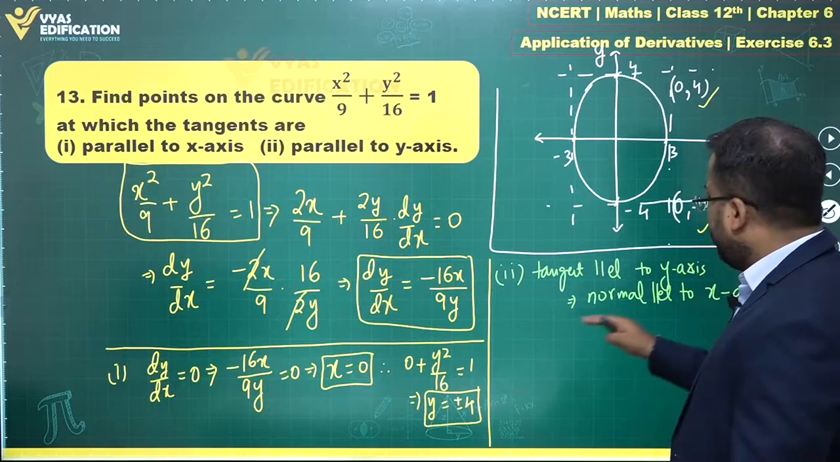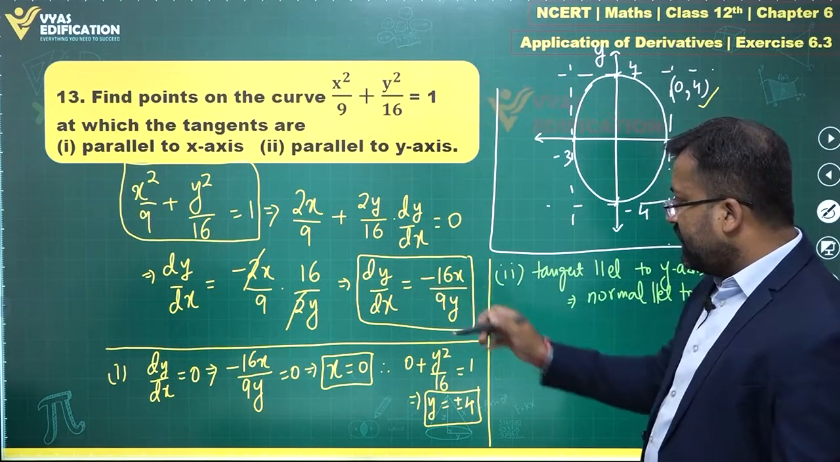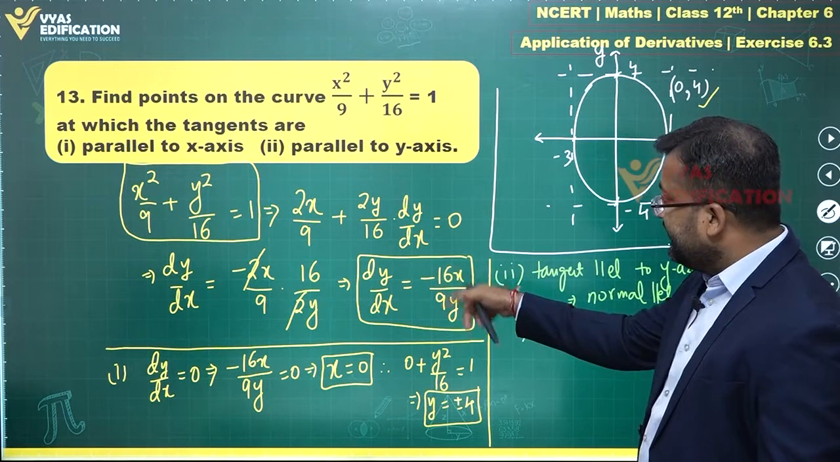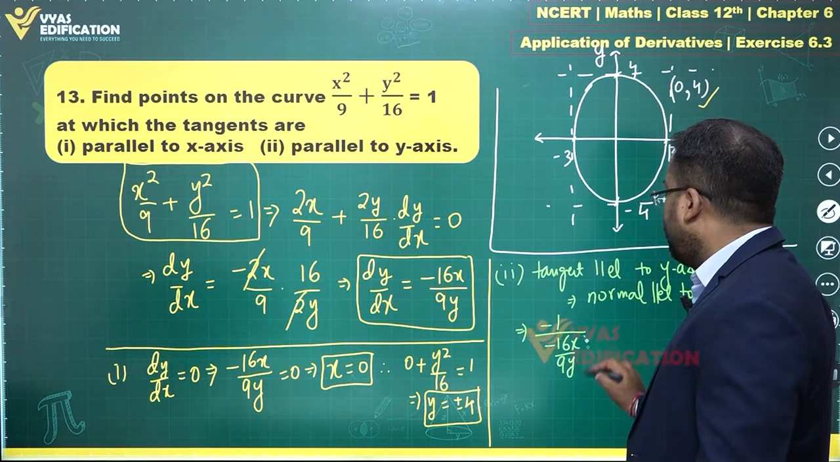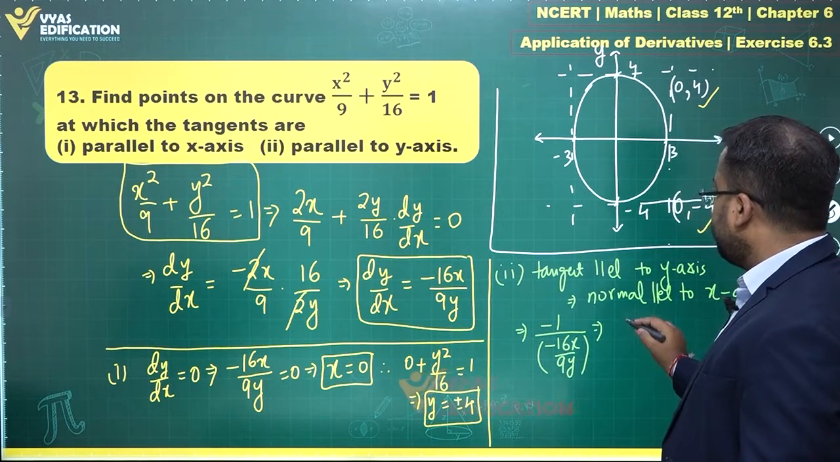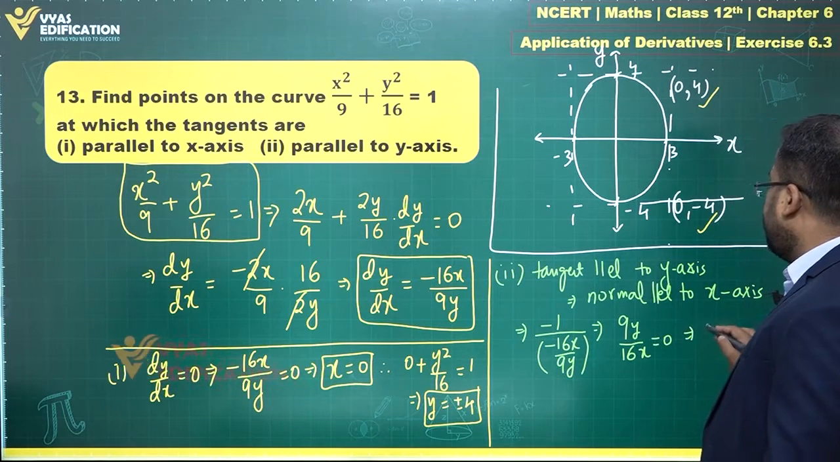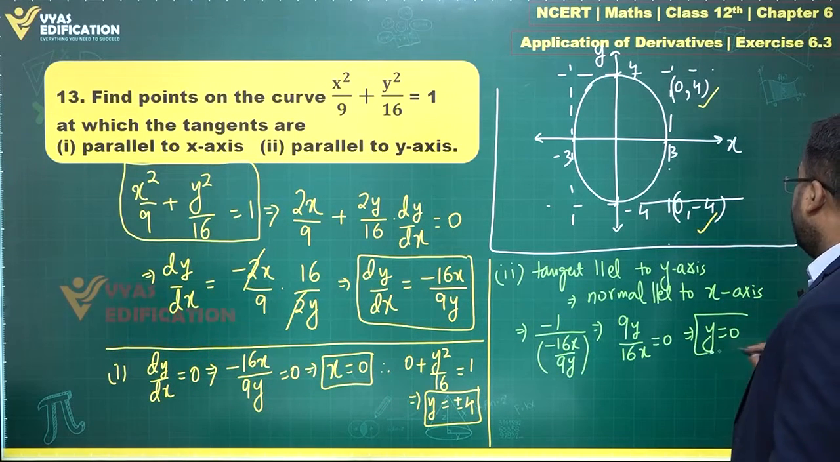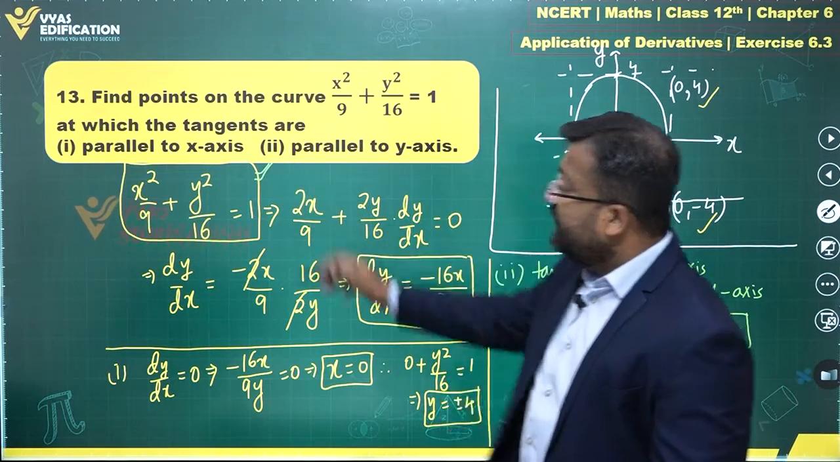If the normal is parallel to the x-axis, therefore the slope of the normal will be 0. This implies minus 1 upon that derivative, minus 1 upon this dy by dx, which is minus 16x upon 9y, is equal to 0. This gives me simply 9y upon 16x is equal to 0, which further tells me that y equals 0. If you get y equals 0, can you also find the value of x with the help of the equation of the curve?